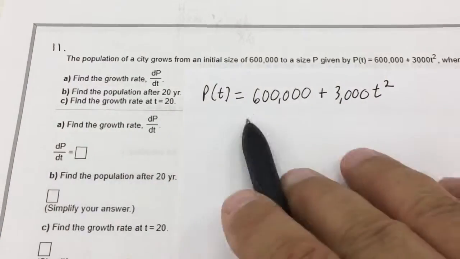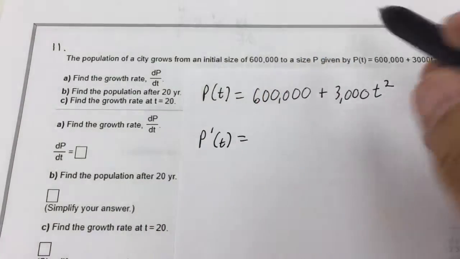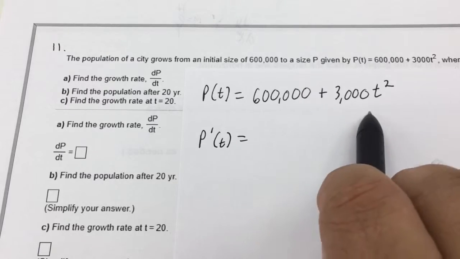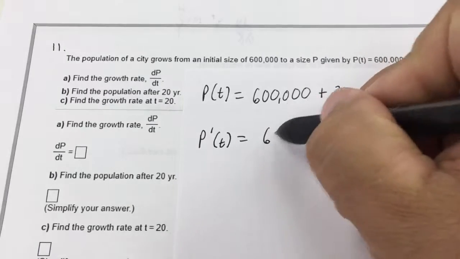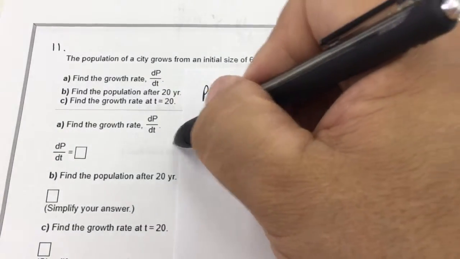Part A wants to find the derivative of this. Notice they give me different letters, so I'm just going to do p prime of t. I think it's easier for me to write. The derivative of this big number is 0. The derivative of 3000 t squared is going to be 2 times 3000, that would give me 6000 t, because don't forget I have to subtract 1. So that's my answer to part A.